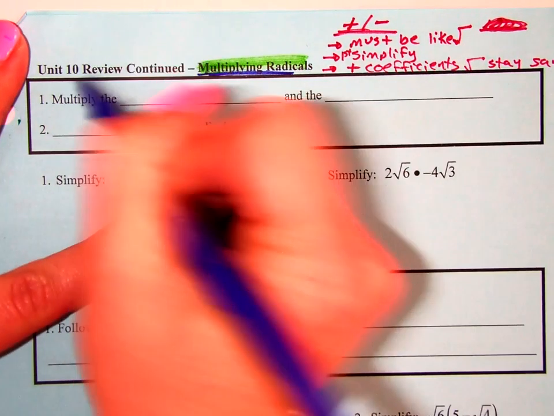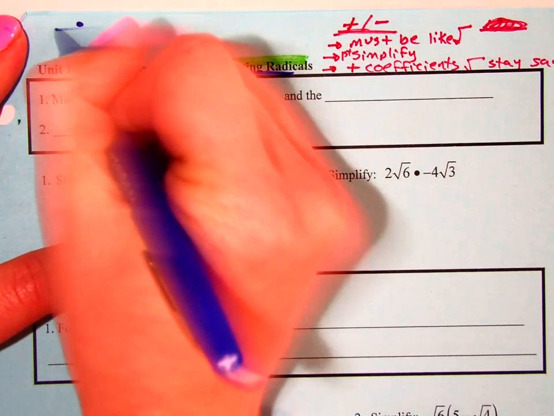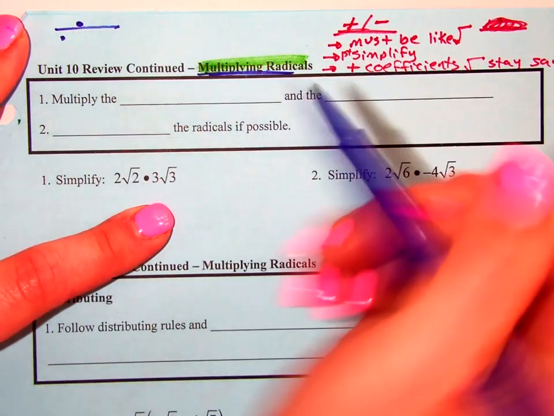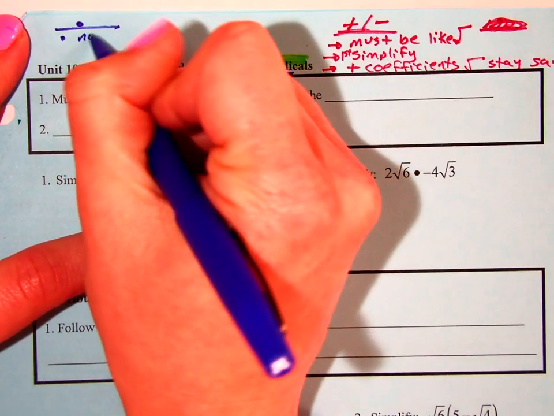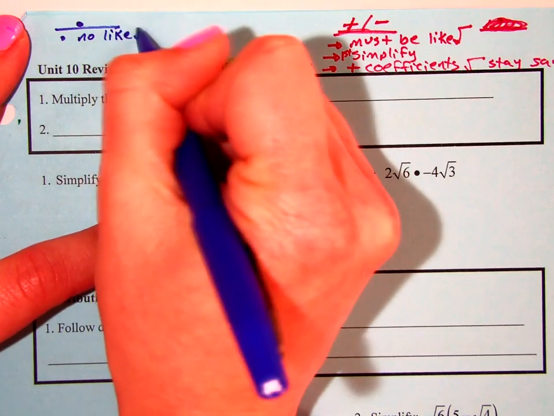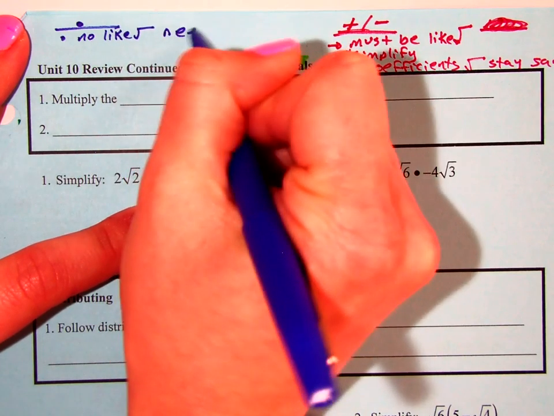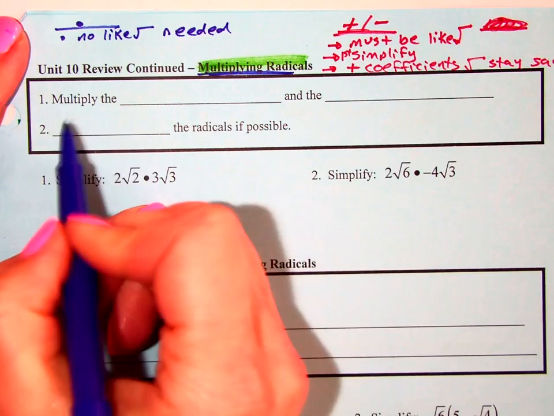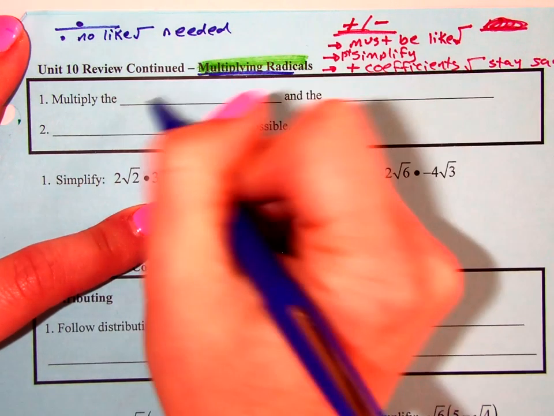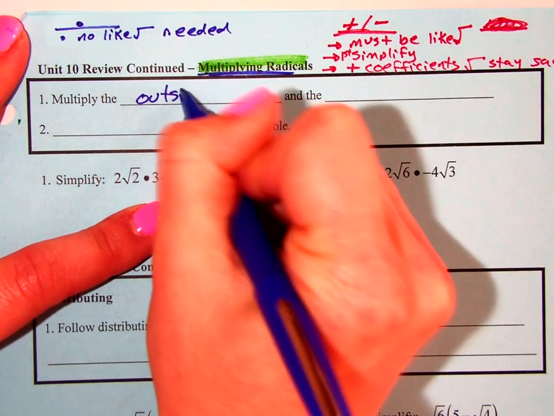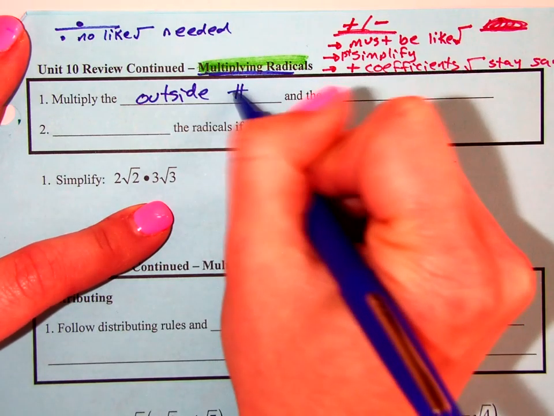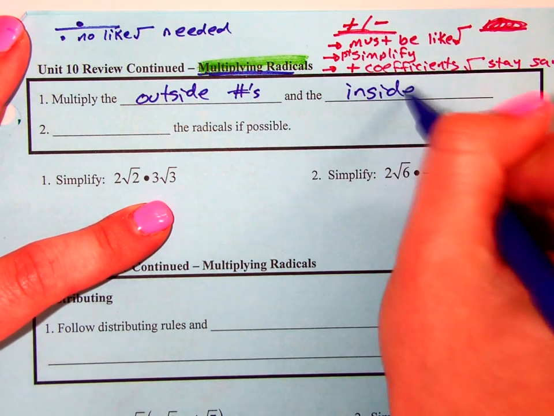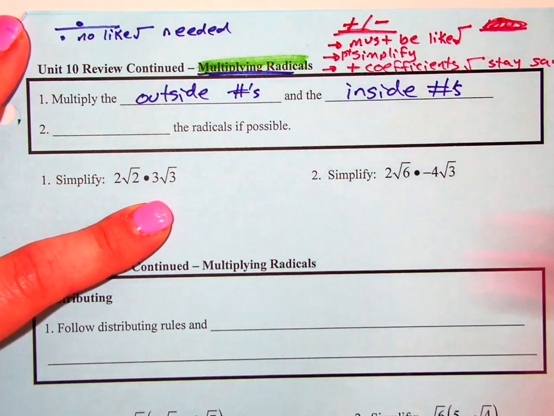So multiplication, we don't even have to care about like radicals. We just simply multiply. No like radicals needed. For multiplication, no like radicals are needed. Instead, we just go straight to multiply the outside numbers, multiply the inside numbers. So the first step, we don't even care about simplifying first.